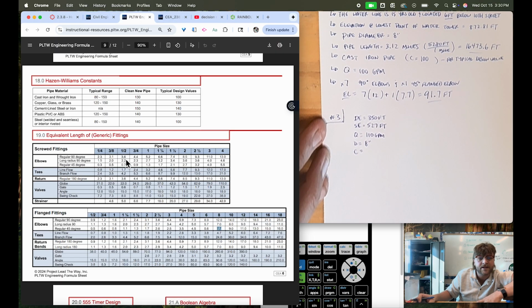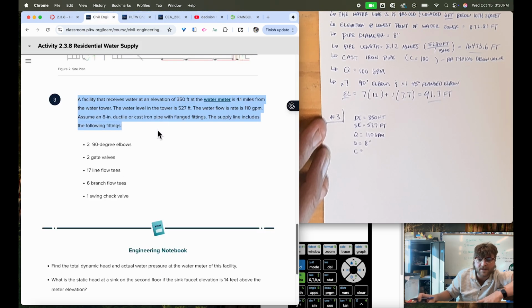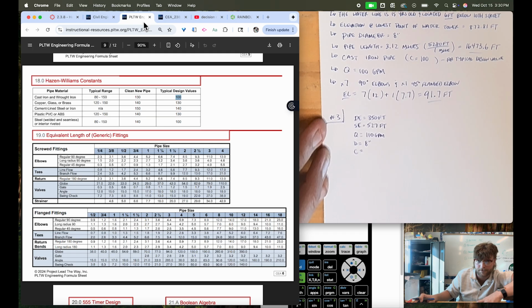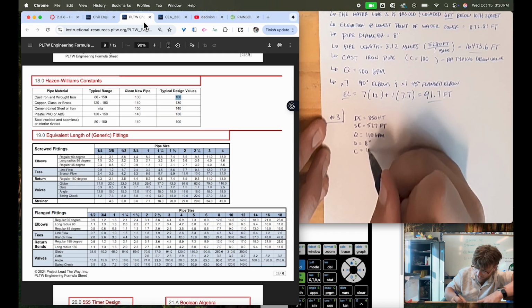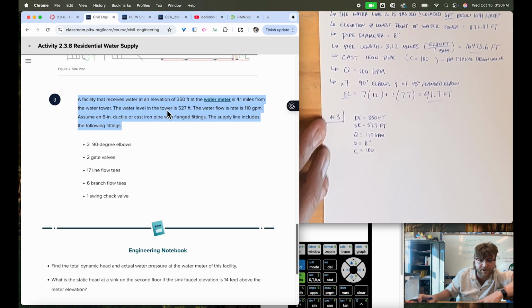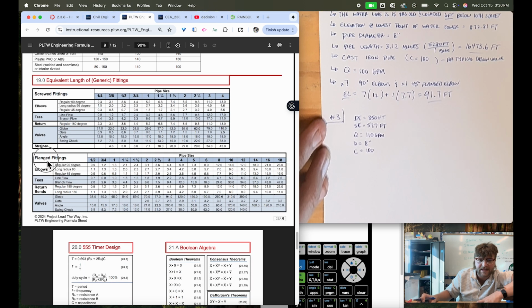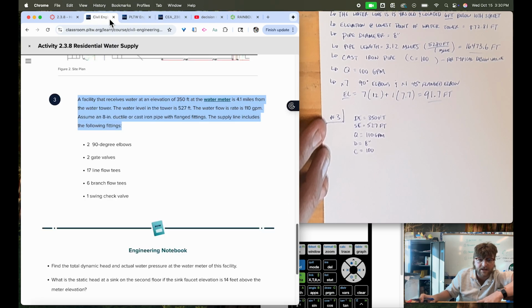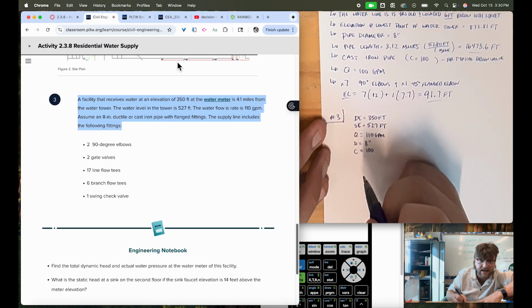Let's find C. So cast iron. Did they make the designation of it being a new pipe? I don't think so. Let's make sure. Yeah, it doesn't say anything about it being a new one. So we're going to end up using that C value of 100. Very good. So they tell us it's the flange fitting. So remember, we got to be using this right here. And the diameter of this pipe is 8.